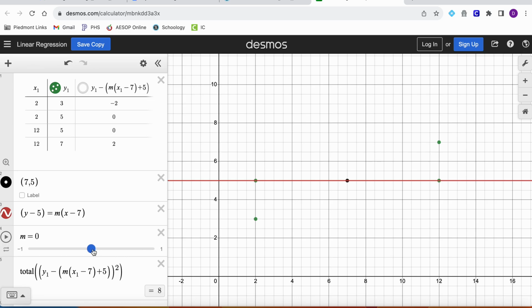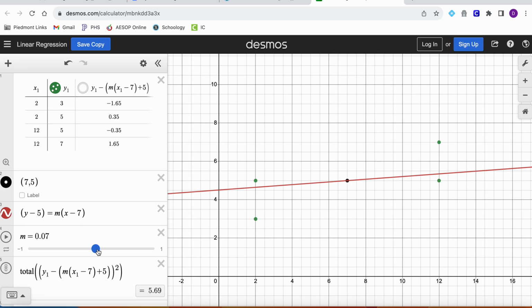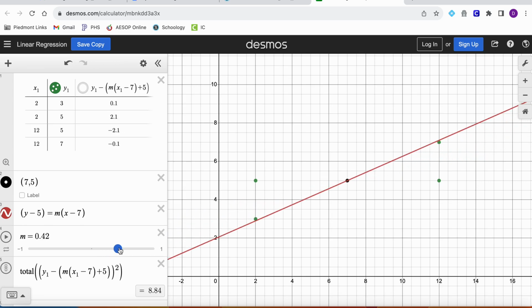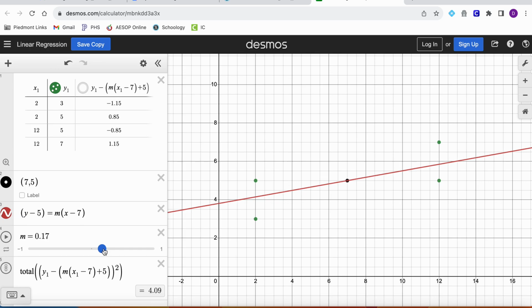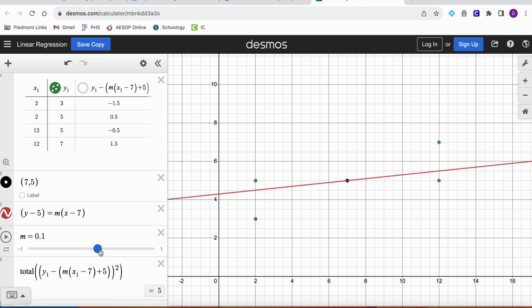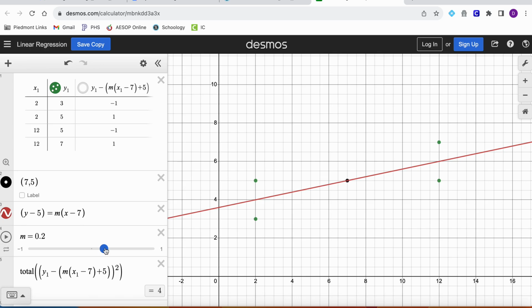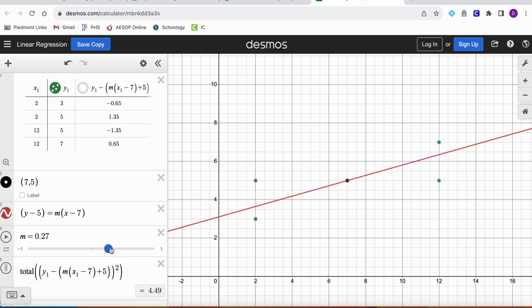I made the slope a variable so I can change it, and as I change the slope of the line, I get various lines. All these lines go through the point of averages, namely (7, 5). It turns out one of these lines is going to fit the 4 green dots the best. So we want to talk about how we decide what's best. I'm going to set this up right about here, and we're going to take a look at this line and see how well it fits the 4 green dots.